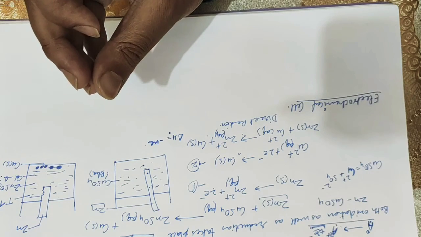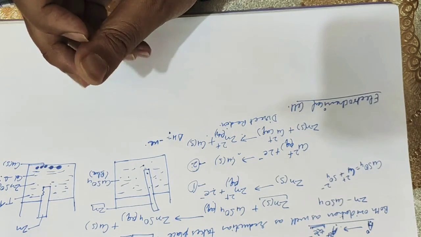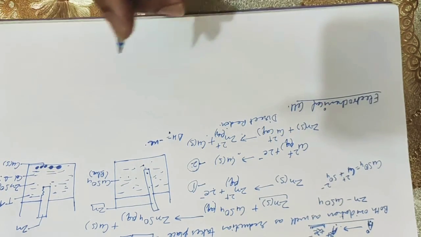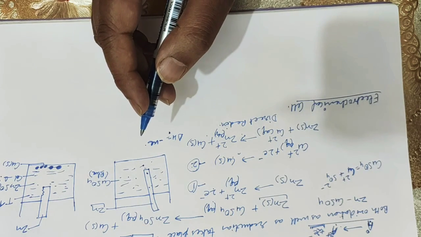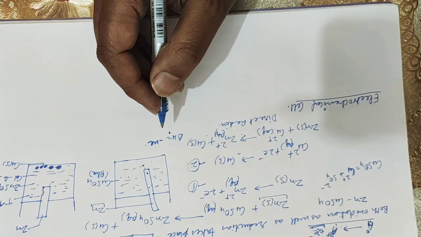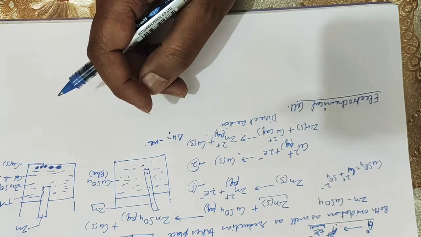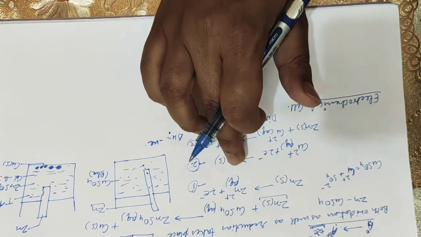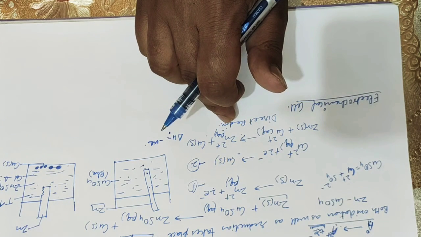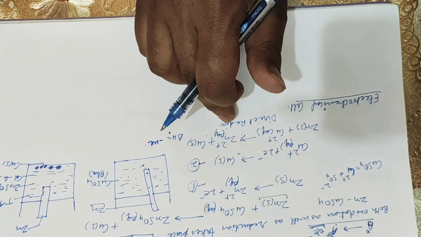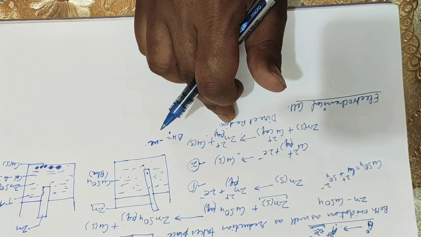You have seen many examples in your daily life, like the cell of a wall clock or something else, in which chemical energy is converted into electrical energy. This reaction also represents a simple electrochemical cell, where chemical energy is converted into electrical energy.